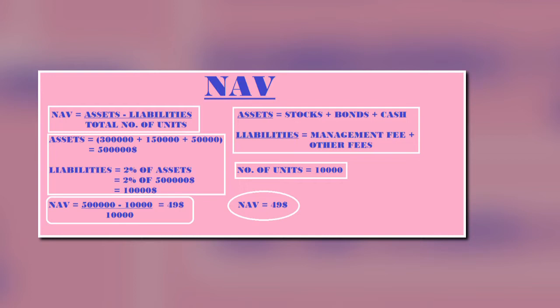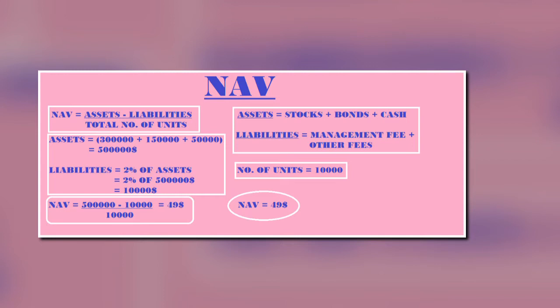Now, let's look at the formula of NAV. Net liabilities are subtracted from the net assets, and the result is then divided by the total number of units issued by the mutual fund. But what exactly are the assets and liabilities of a mutual fund? Assets are basically the stocks and bonds in which the mutual fund invests its money, plus its cash reserve. Here, the cash reserve is kept as an emergency fund. Liabilities consist of management and maintenance fees, plus any other related expenses.